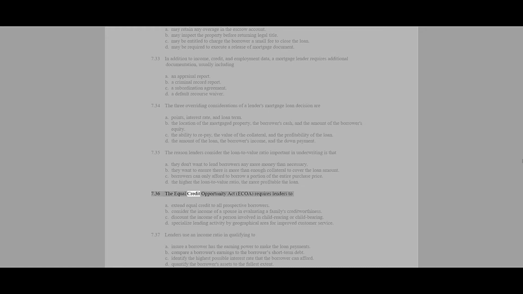7.36 The Equal Credit Opportunity Act, ECOA, requires lenders to: A. extend equal credit to all prospective borrowers. B. consider the income of a spouse in evaluating a family's creditworthiness. C. discount the income of a person involved in child rearing or childbearing. D. specialize lending activity by geographical area for improved customer service.